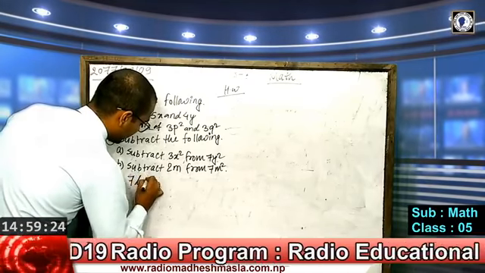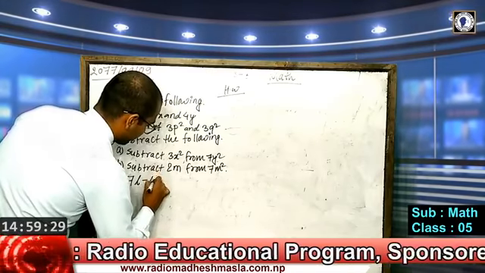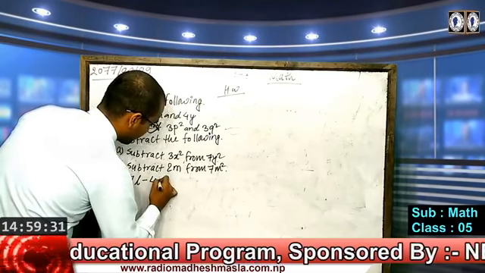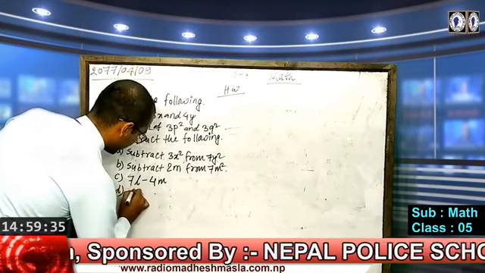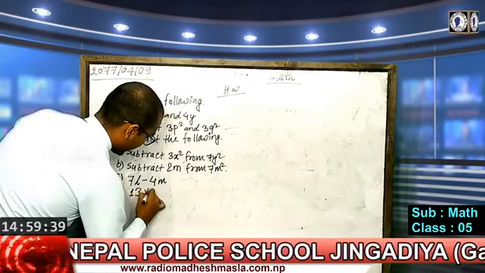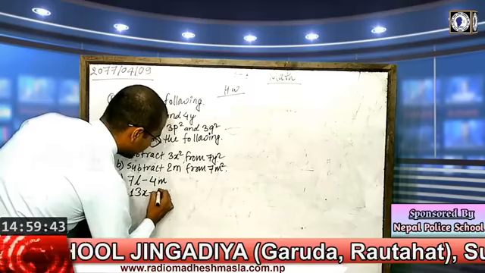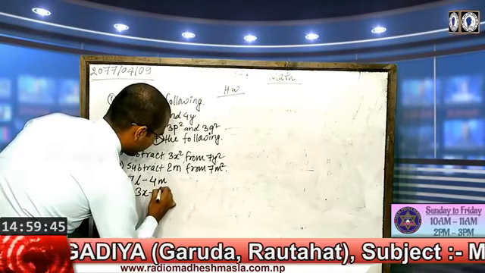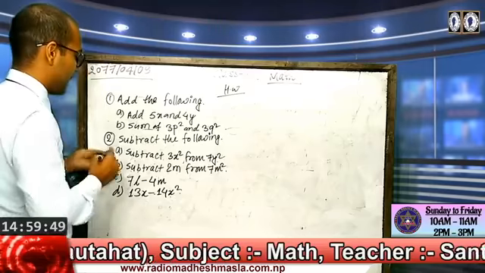Question number C, 7l minus 4m. Question number D is 13x minus 14x square.